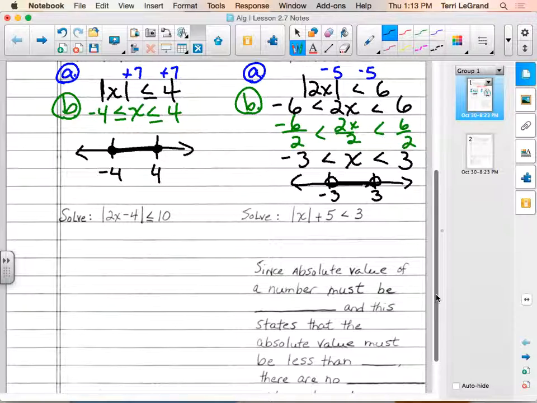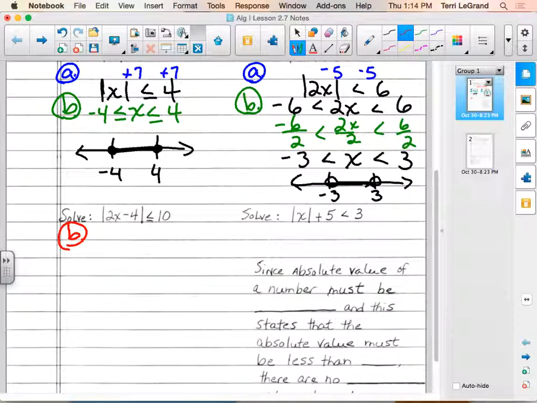Okay, let's decide then in the next one, do we need to do step A? No, it's already by itself. We get to skip step A and go directly to step B. Step B says ditch those absolute value bars. 2x minus 4, that expression has to have a distance of what, Christian? 10. Or -10. We're only talking about distance right now.